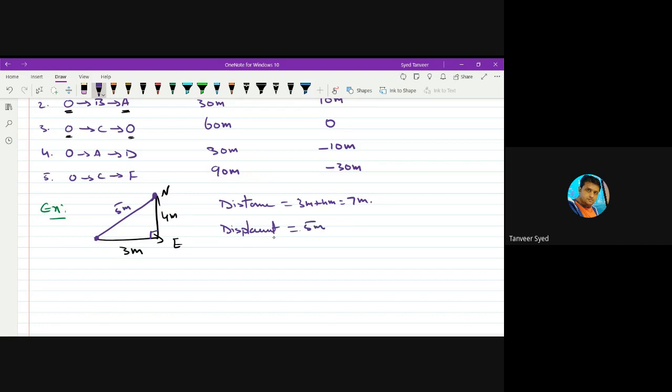But in reality, you are applying the parallelogram law of vector addition: root of 3 square plus 4 square plus 2 into 3 into 4 into cos 90 degrees. Root of 3 square plus 4 square, root of 9 plus 16, root 25, which is 5. Displacement is 5 meters.